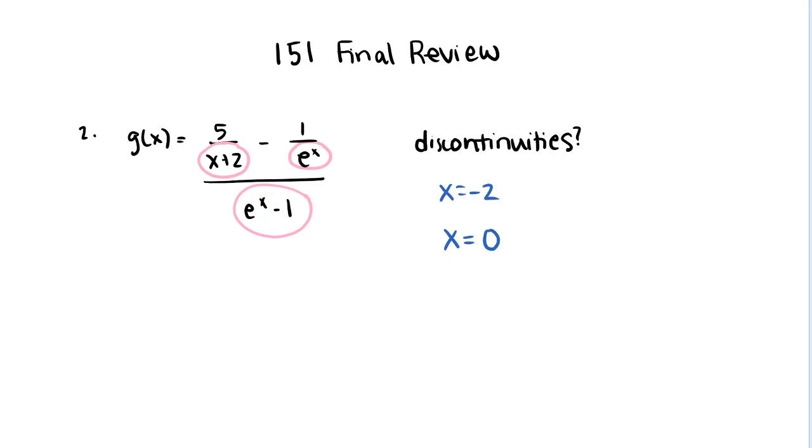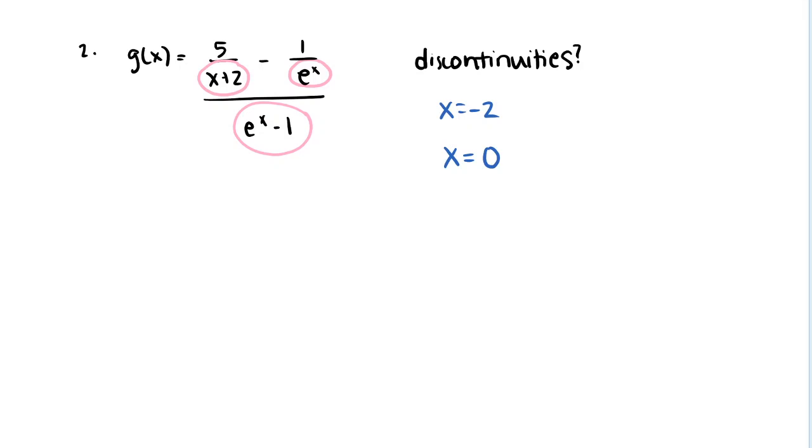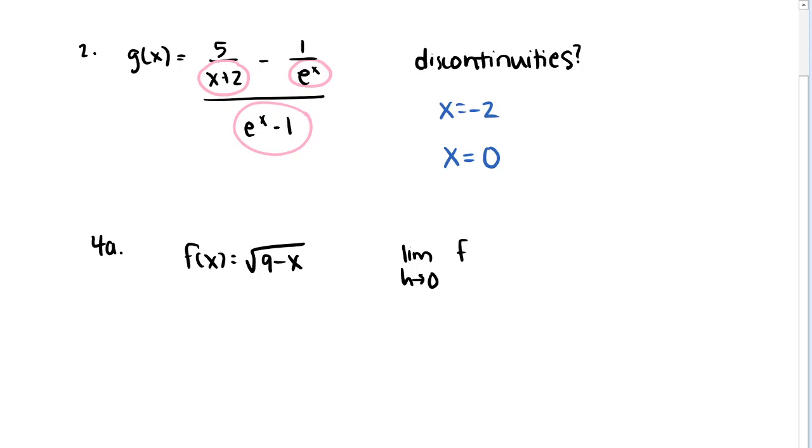Okay, so let's move on to the next problem, problem 4a. We're given f of x is equal to the square root of 9 minus x, and we want to find the derivative of this function. I'm not using derivative rules, but using the definition of the derivative, right? So this idea that we can take the limit as h approaches 0 of f of x plus h minus f of x all over h.